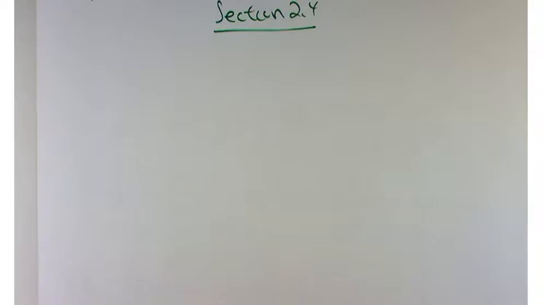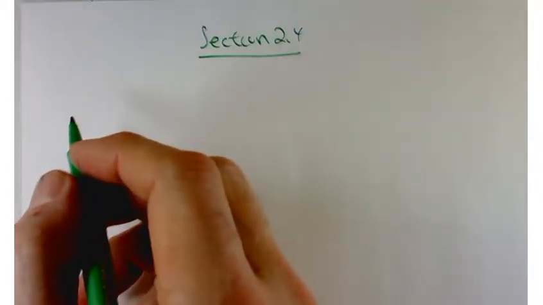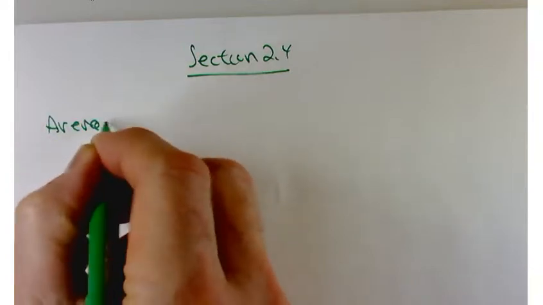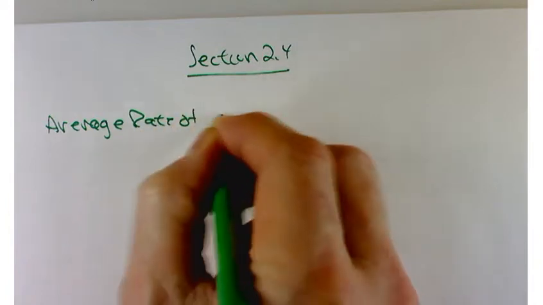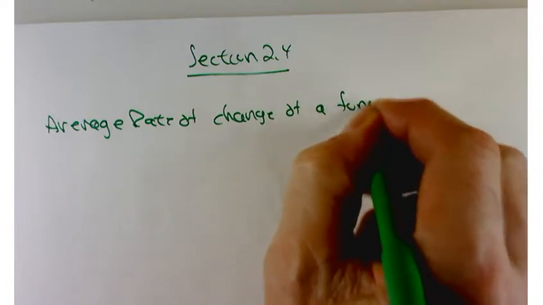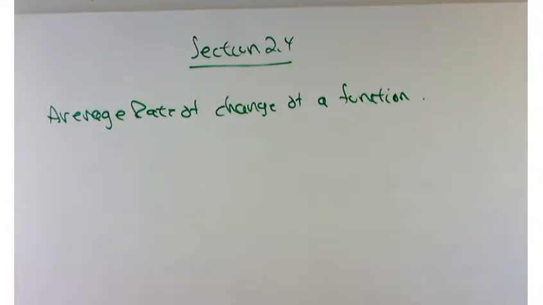Section 2.4 is really going to center around one little topic, and that is the average rate of change of a function. And really the average rate of change is the slope of a line between 2 points. Average rate of change of a function. Like I said, that's going to be the slope of a line between 2 points.